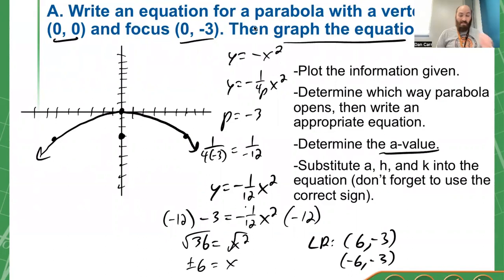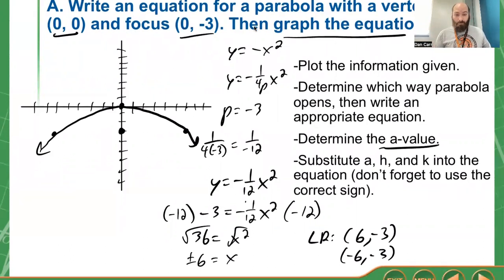Again, the idea today is we're going to use some incomplete information to still get our equation, by using it to find our missing a value. And for the most part, we're going to just focus on when the vertex is at (0, 0).